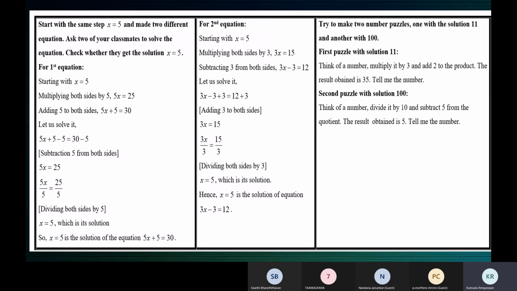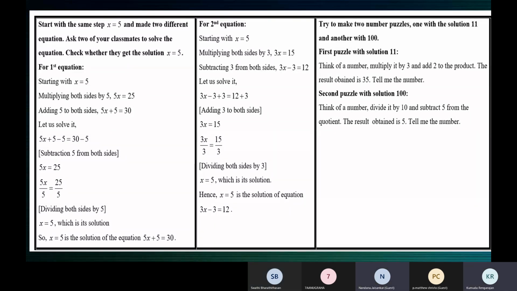Think of a number, multiply it by 3 and add 2 to the product. The result obtained is 35. Tell me the number. What do you understand from that? A number is multiplied by 3 and 2 is added to the product, it results in 35. Exactly. So the solution should be 11.